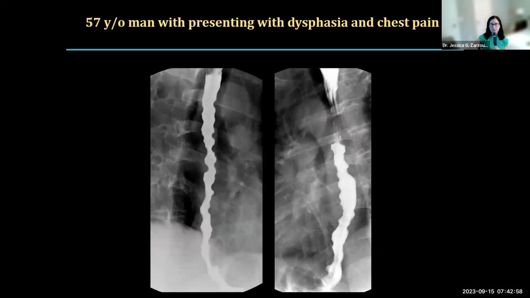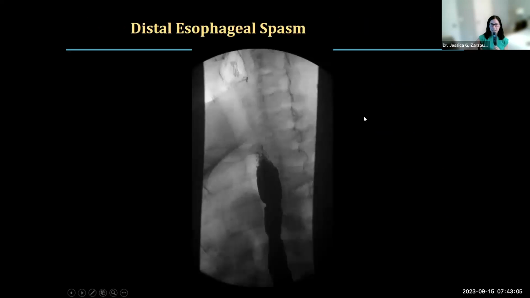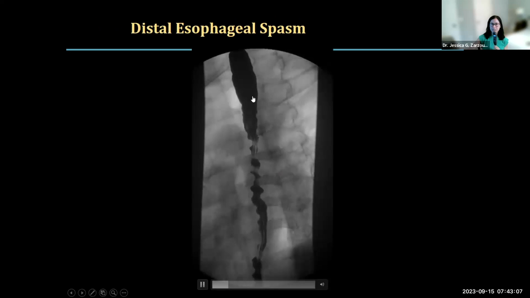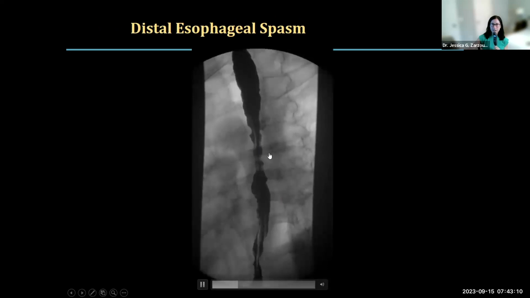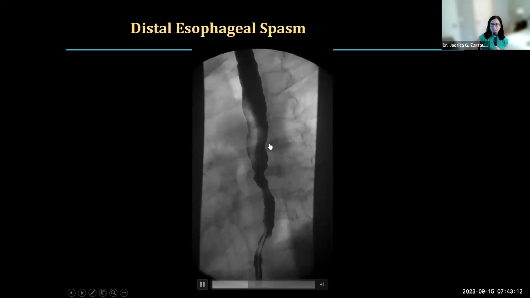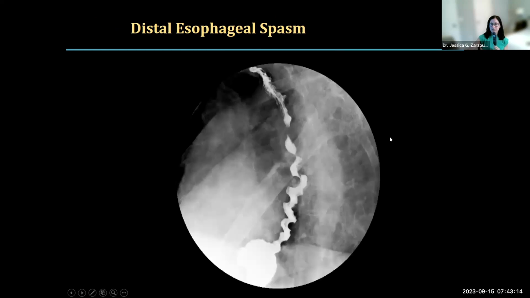This is a 57-year-old man who presented with dysphagia and chest pain. So in this case, I'm going to show you a video here because it illustrates it better, but you can see these tight, high amplitude tertiary contractions that are occurring throughout the esophagus. We can see how tight these contractions are, and they're impairing emptying. So this is distal esophageal spasm, and this can involve the entire thoracic esophagus.